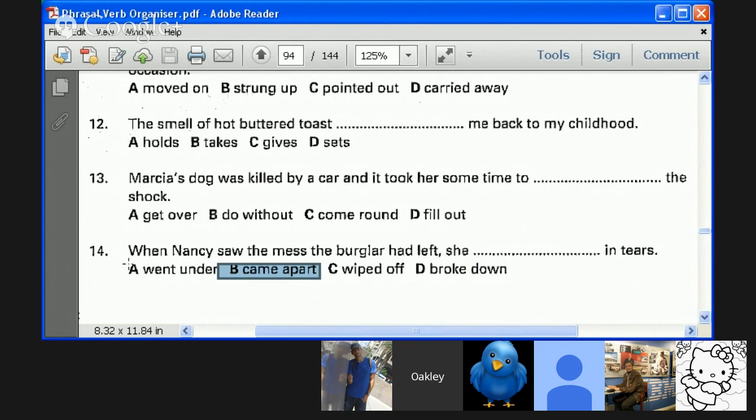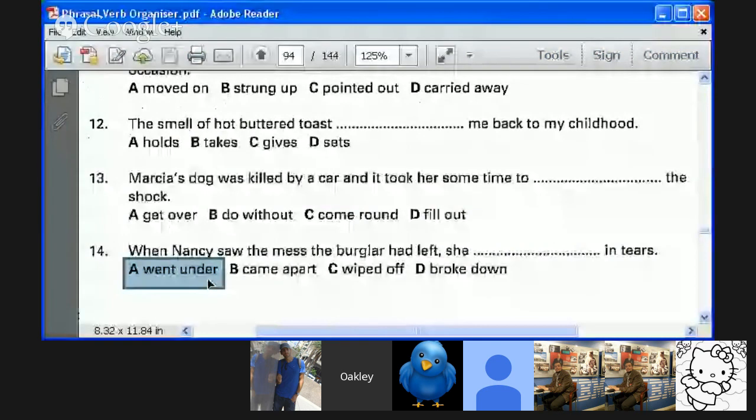Went under. If somebody goes under, well, we can use it. Goes under the knife, for example. If somebody goes under, they lose consciousness quite physically. Or sometimes we also use go under the knife to mean surgery.